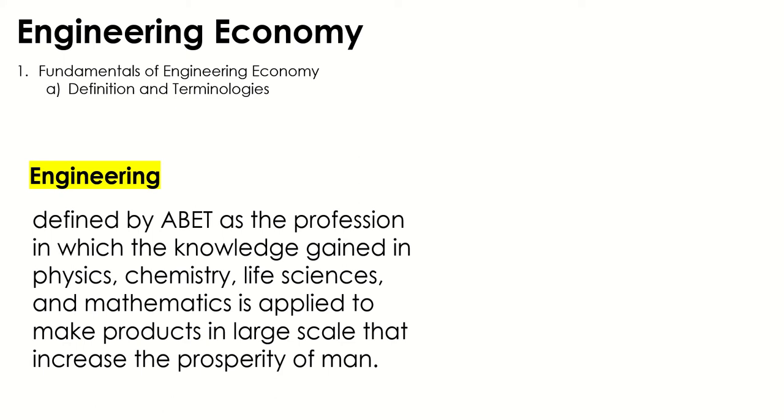Here we're going to define terminologies first. Engineering, as defined by ABET, is the profession in which the knowledge gained in physics, chemistry, life sciences, and mathematics is applied to make products on a large scale that increase the prosperity of man. You have to understand the key terms: physics, chemistry, life sciences, and mathematics. That's the reason why there are many subjects dealing with physics and mathematics in engineering. And we have a little bit of chemistry, just a little bit.